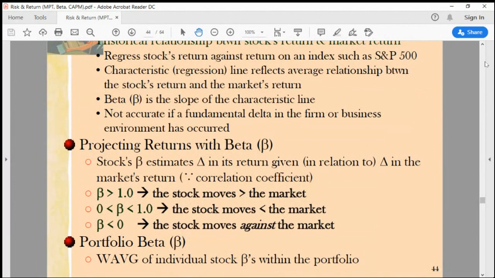Also, so can rho. Rho can take three values, remember: positive, 0, negative, right? And in case of beta, it can be positive and greater than 1, right? Greater than 1. What does that mean? So suppose beta is 2. If beta is 2, that means when the market goes up by 10%, Apple, this stock, let's say Apple. If Apple's beta is 2, what does it mean? Apple's return goes up by 20%.